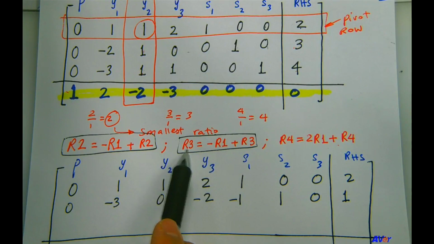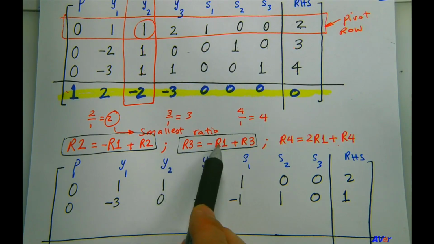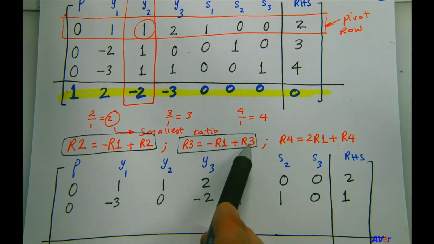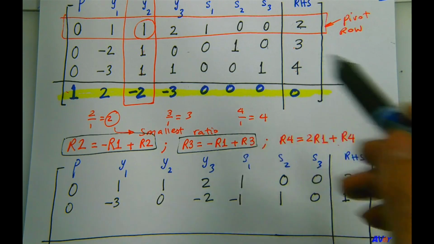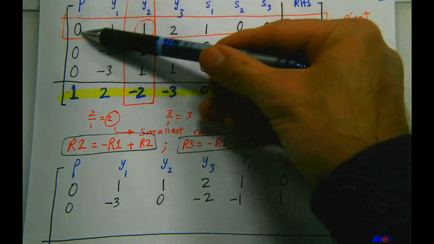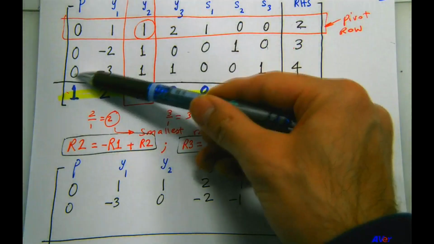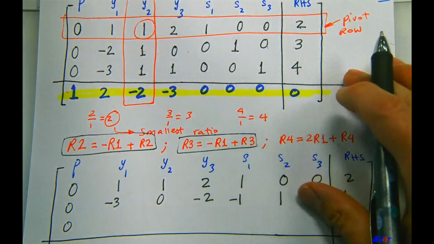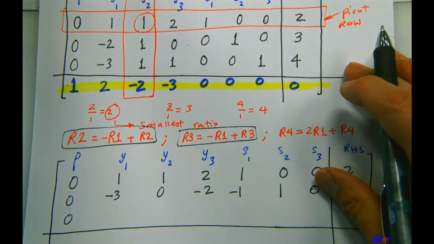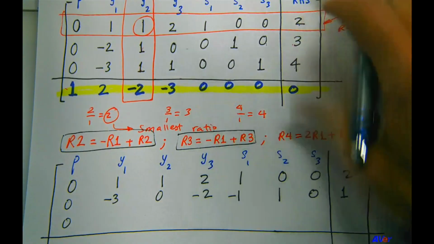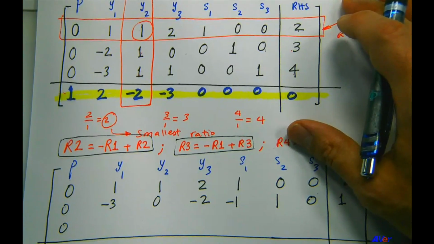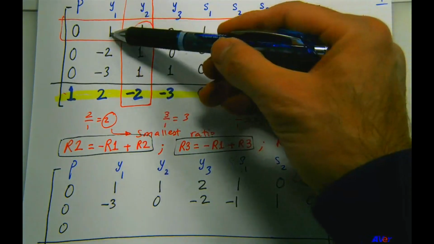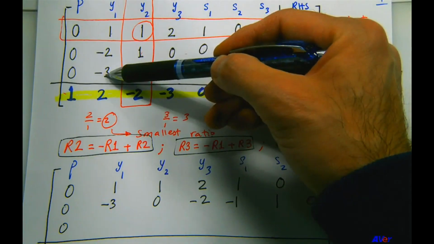What are we doing here? We're changing row 3. How? By multiplying row 1, which is the pivot row, by negative 1, and then adding it to row 3. So negative 1 times 0, 0, plus 0 here in row 3, 0 again. Negative 1, let me move this up a little bit so it's like that. So negative 1 times row 1, negative 1, plus the negative 3 in the third row, we get negative 4.